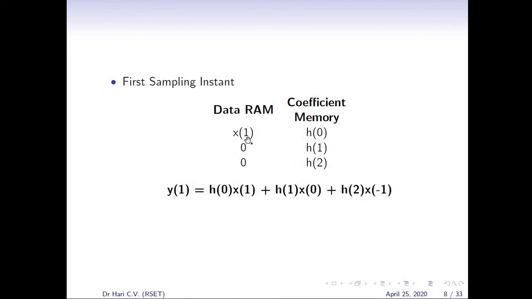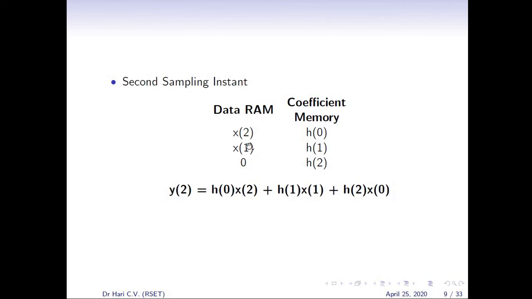Now at the second sampling instant, you can see x of 1 moved to the next position, and the new sample x of 2 is here, but there is no change for the coefficient memory. So we can calculate the output y of 2 is equal to h of 0 into x of 2 plus h of 1 into x of 1 plus h of 2 into x of 0. The x of 0 value is 0. So we will get y of 2 is equal to h of 0 into x of 2 plus h of 1 into x of 1.